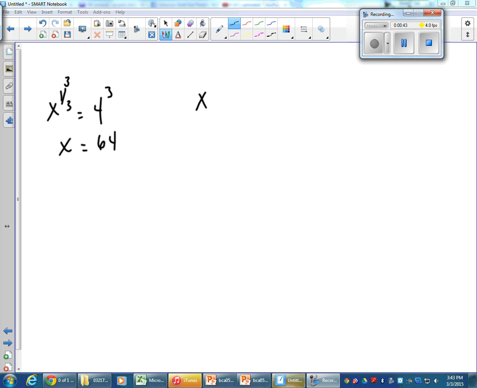If I had x to the 1/5 equals -2, then I just raise both sides to the 5th power. And -2 to the 5th power is -32. And x to the 1/5 raised to the 5th power is just x. So it'd be x equals -32. So if you see problems like that, that's how you do a rational exponent.